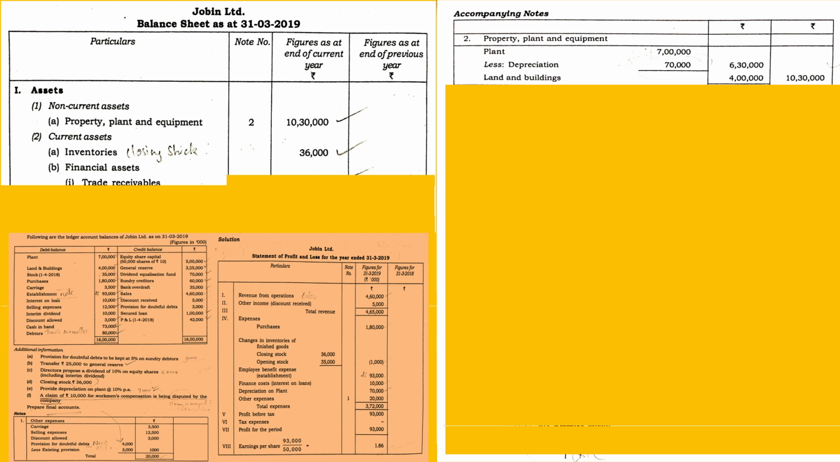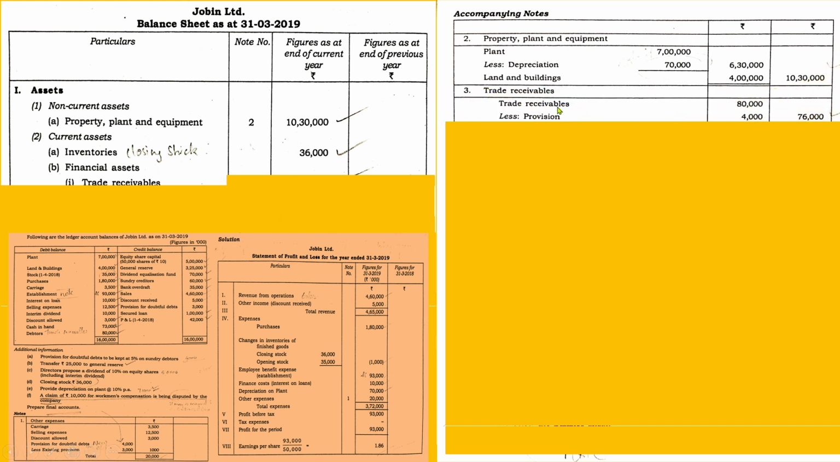So next, working note with regard to trade receivables. We can use this term trade receivables synonymously with the term debtors. Don't get confused with that. You can even write the term debtors here instead of trade receivables. It doesn't matter. So debtors is 80,000 less provision 4,000 we already computed. So 76,000. Show 76,000 here.